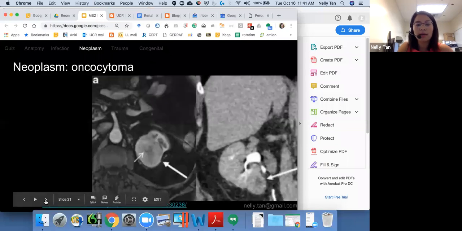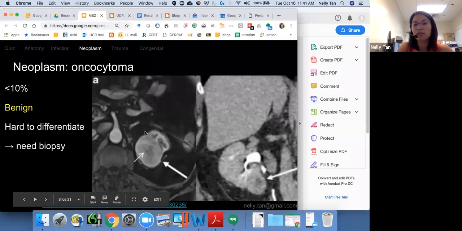Okay. The second most common type of renal neoplasm is called oncocytoma. And oncocytoma is very hard to distinguish from clear cell renal cell carcinoma. The reason you need to distinguish it is because it's benign. So these don't have to be treated. And the best way to differentiate them is with biopsy. In certain kinds of oncocytomas, you can tell by imaging, but most cases will need biopsy.